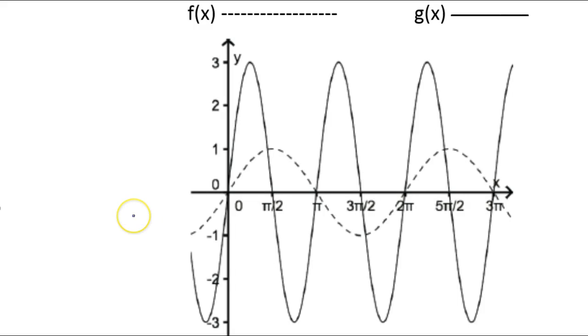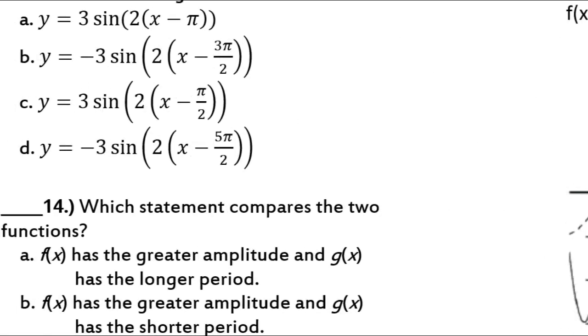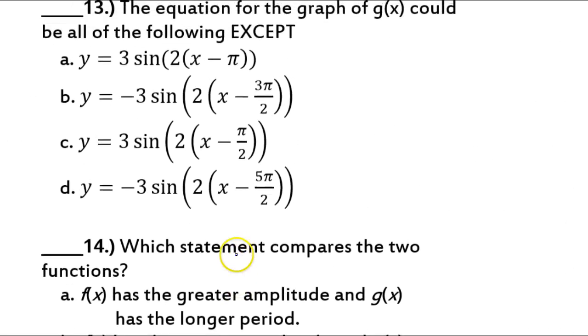In this video we will analyze this graph of two trigonometric functions, two periodic functions. This is the legend up here. f of x is the dotted one and g of x is the solid one. And we will analyze it through the lens of a couple of questions over here.